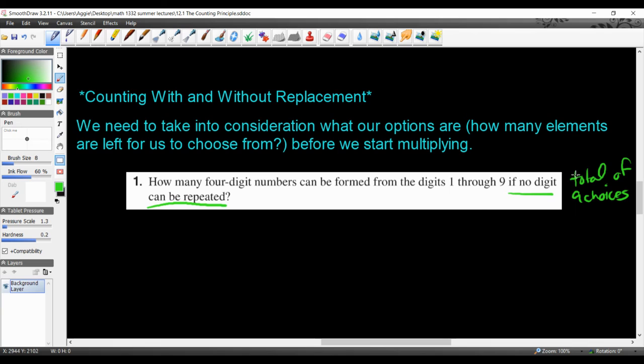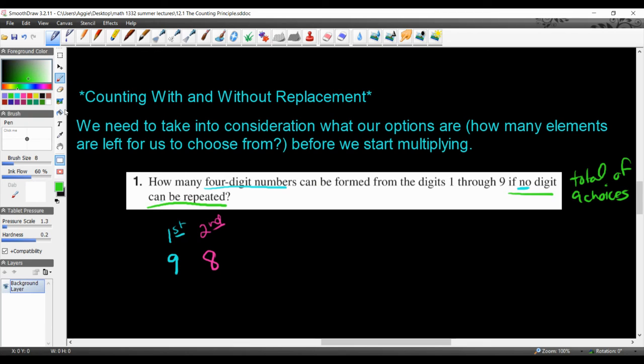So we shouldn't have any number that's bigger than 9 for the ones that we put in our list to multiply. For our first digit, so it's a 4-digit number, we have a total of 9 choices because all of them are still there. Then it says that no digit can be repeated. That means that for the second digit, whatever number we used here, we can't use it here. So now we have one less than that, which would be 8.